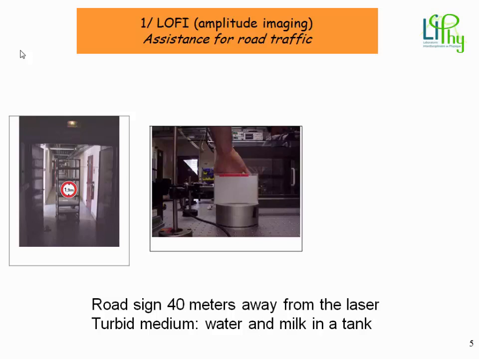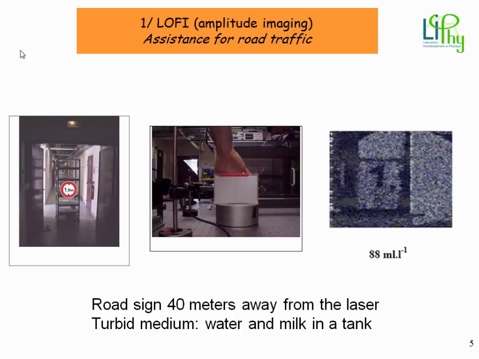The experiment has been made for different milk concentrations, and at the end, the diffusion is so important that we are unable to see through the tank. But even through this very dense fog, the LOFI signal is able to read the number 1, which is written on the left side of the road sign.